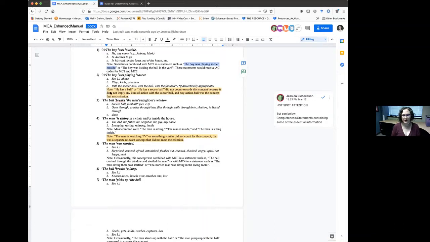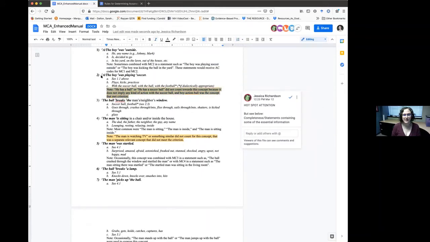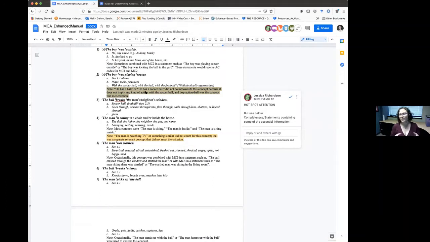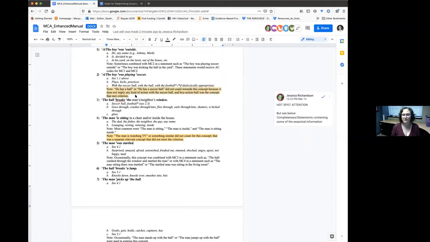for a main concept. And so I'll just draw your attention here to main concept 2. The main concept is the boy was playing soccer. And utterances such as he has a ball or he has a soccer ball, where it's communicating possession of the ball but not any action with the ball, we would not give full credit for this main concept.